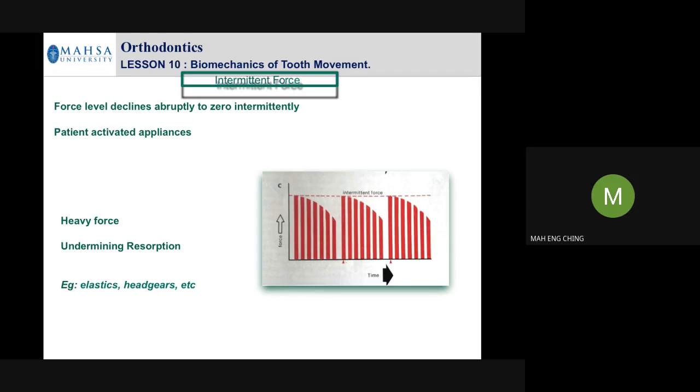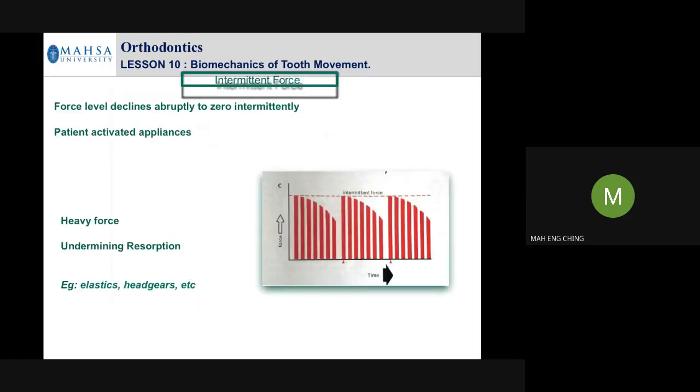So whenever the patient puts on a rubber band, it creates a high force. So during eating time, the patient will take it off, then the force will drop to zero. Then after they finish their meal or whenever they're free, they put the rubber band back. So it'll create a force again. So after a few hours, maybe they need to present lectures or whatever, or talk a lot. Then they take out the rubber band, then the force drops to zero again. Then after they finish the presentation or finish talking, they put back the rubber band and the force will go back. So that's how we create the intermittent force. So the intermittent force is usually caused by the elastic or rubber band or the headgear or chin cap or reverse pull headgear, which involve the rubber band a lot.